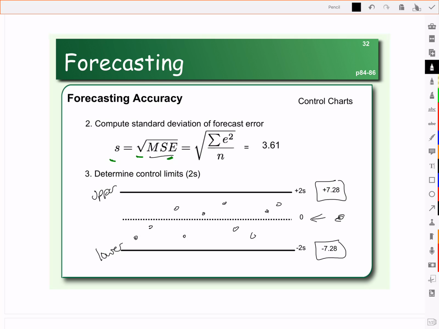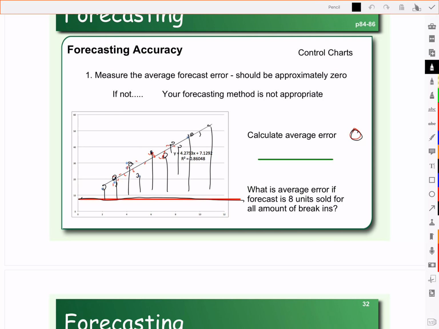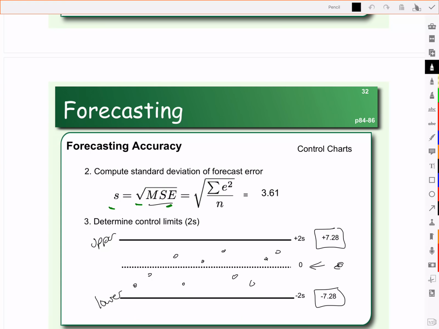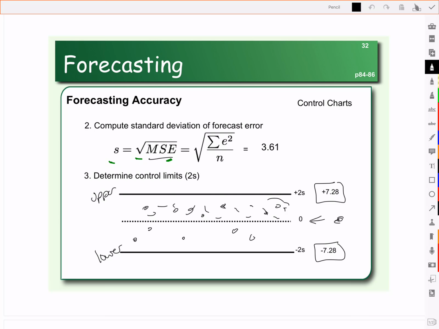Are they all above 0? If our forecasting errors are all above 0, we know it's a terrible fit, like the graph that we can see here. All the forecasting errors, all the actuals are more than the forecasting. So all of our dots in that case would be up here above the 0 line. If our forecast was up here and the actuals were all down here, then on our control chart, the dots, the errors, would all appear below the 0 line.